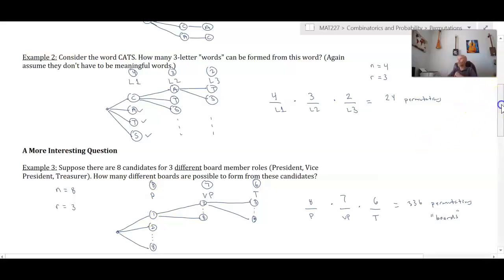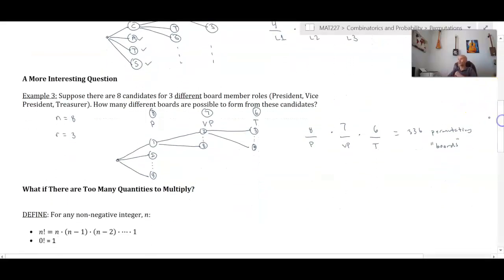So you can see these quantities can start getting fairly large, and there are lots of different types of questions we might want to answer with them. What if there are too many quantities to multiply? Like, let's say instead of having 8 candidates, I had 100 candidates, and I'm filling 50 board member roles. Well, you can imagine that it's going to require 50 multiplications, and that's just too many to try to do by hand. So let's define something first.